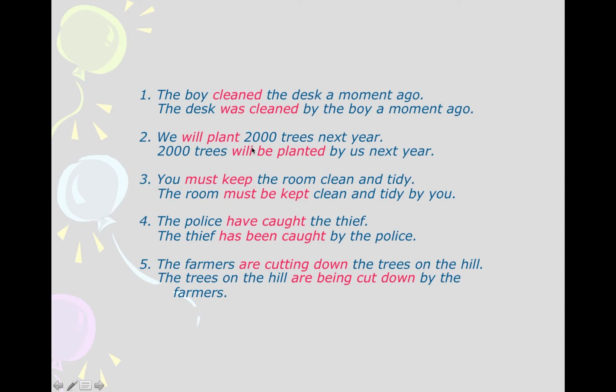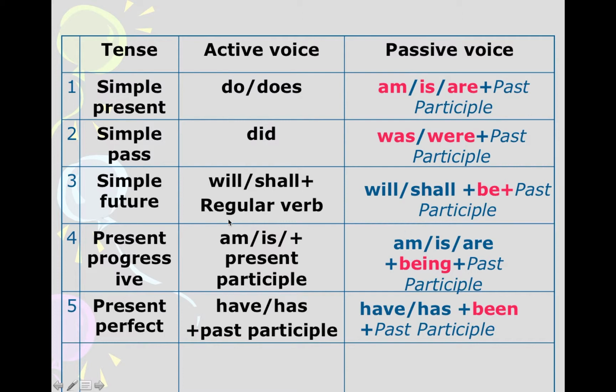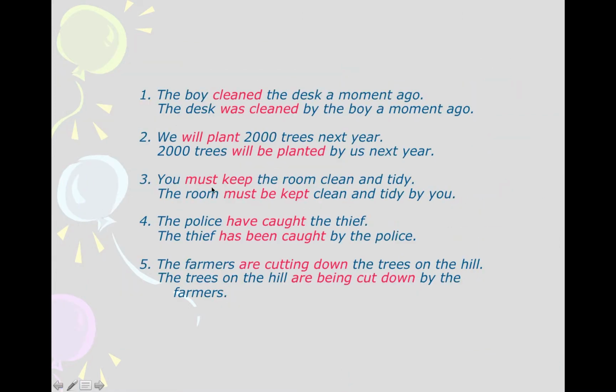So it also has a "be" word. Let's go back to the table here. This is future. What will we do in the future? Look, will, shall plus be plus past participle. It's hard to pronounce this word, but look here. We will plant 2,000 trees next year. This is the future, right? 2,000 trees will be planted by us next year. Simple, huh? Okay, third one. You must keep the room clean and tidy. Your room must be kept clean and tidy by you.